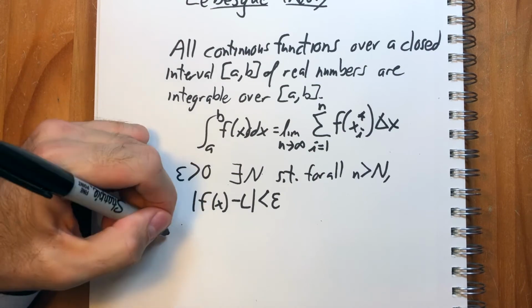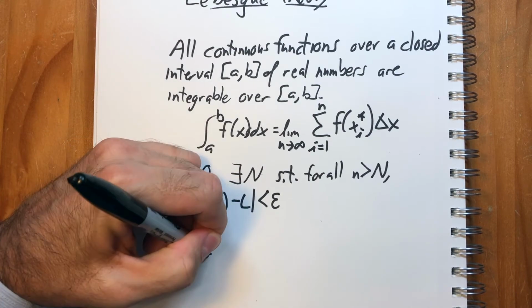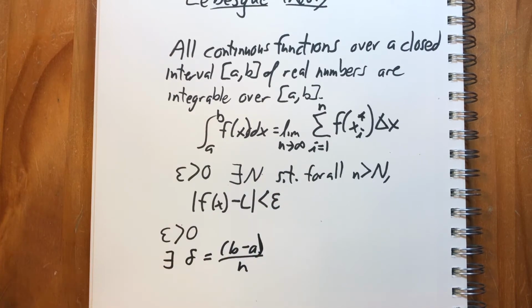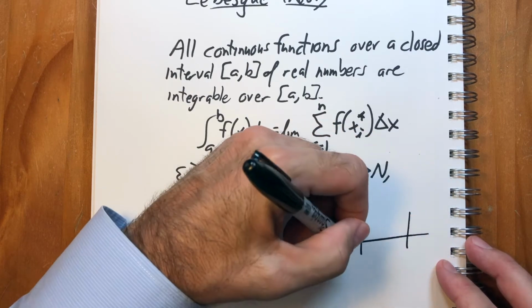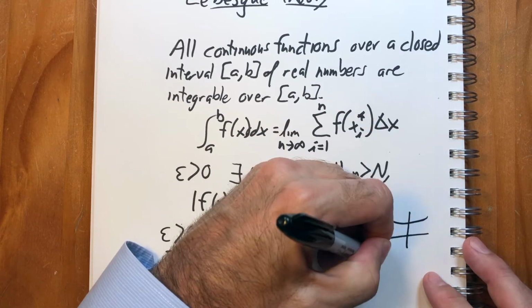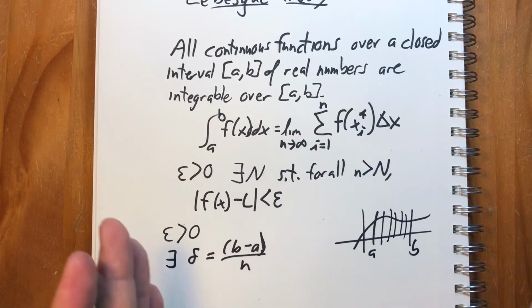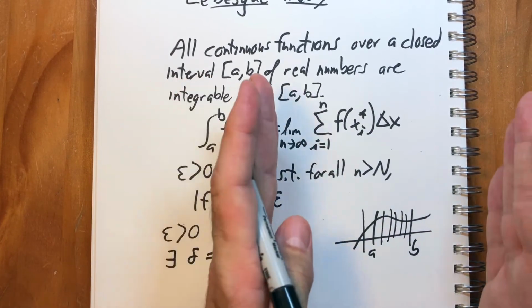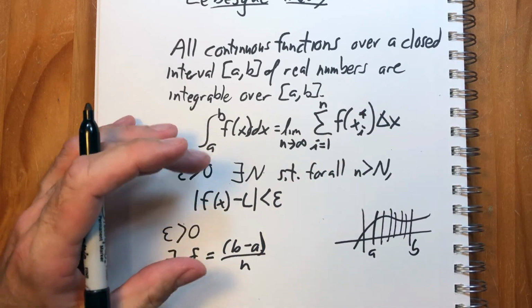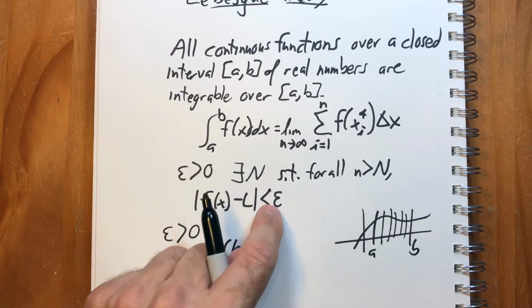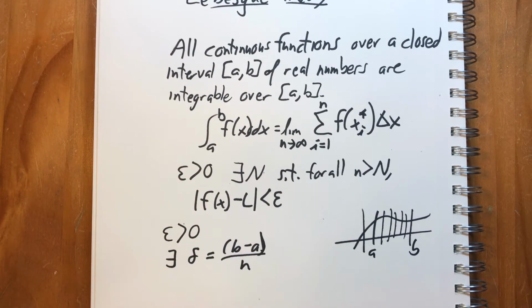Or to flip it around, for any epsilon greater than 0, there exists a delta equaling (b minus a) over n, such that if the partition is finer than delta, then the difference between the limit and the sum is less than epsilon. So in other words, if this is a and b, and then we divide it by n, there's some partition where if n is big enough, then the slices are thin enough that this sum will be closer to the limit than epsilon.